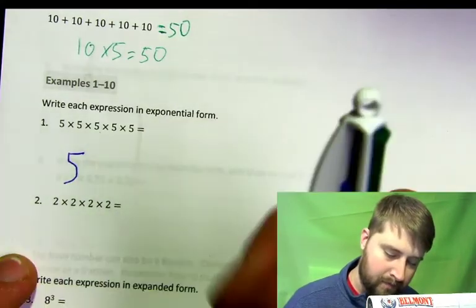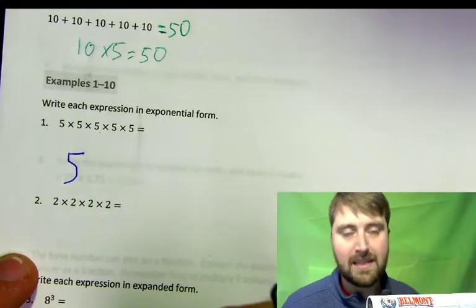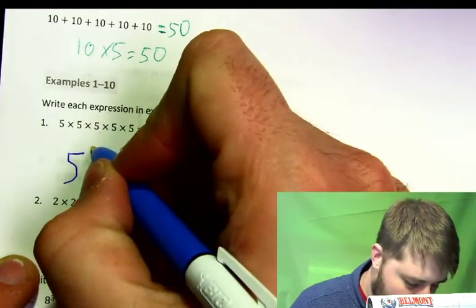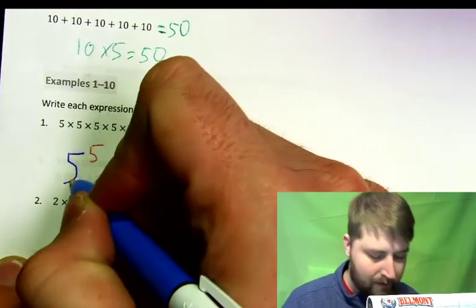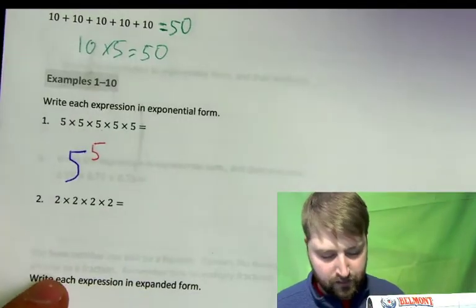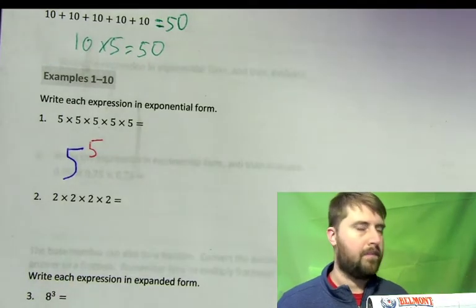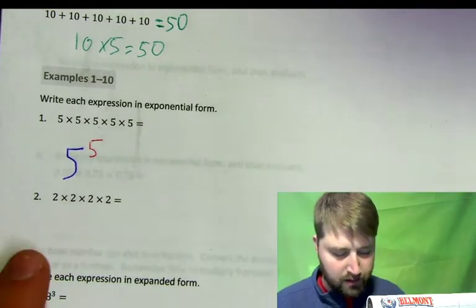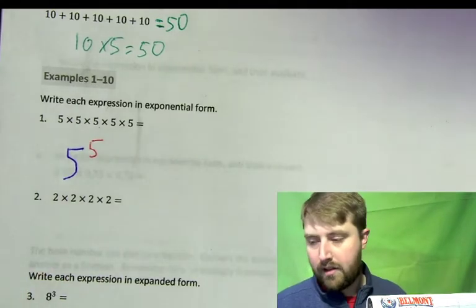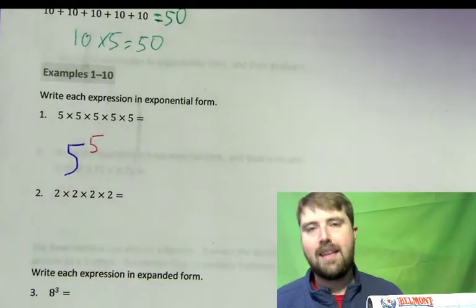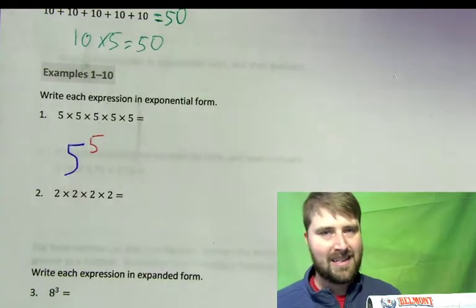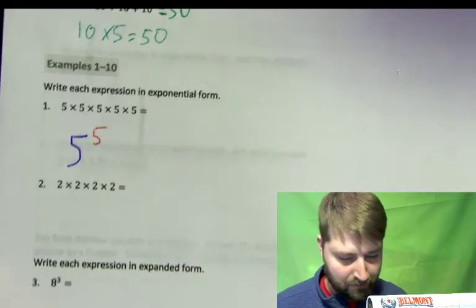So we're going to put what's called an exponent. I'm going to put that 5 right there, and it becomes 5 to the 5th power. 5 to the 5th power. Okay, just hold that in your mind. We are going to move on to our example 2, and we'll talk about example 2 a little bit more, just because I like that there are two different numbers here.